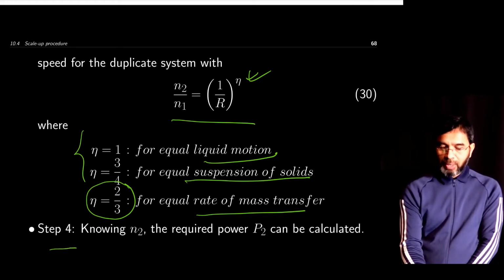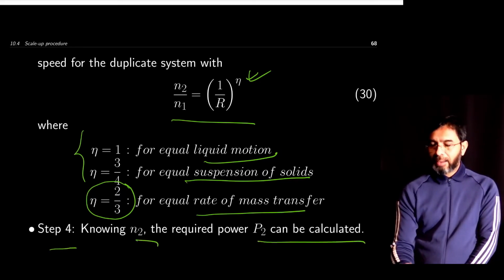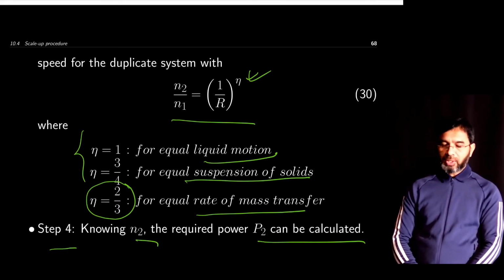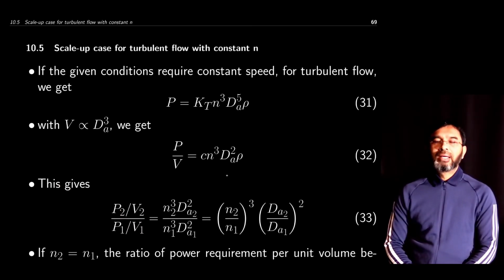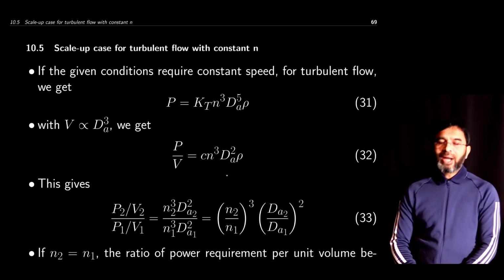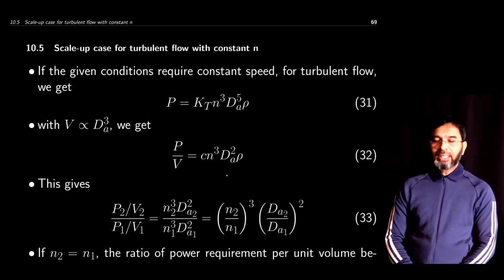Now step 4 is when you know N2, you can calculate the power requirement because the power equations involve the use of this rotational speed. Now the previous equation shows if you get the scale-up ratio, you can calculate the speed. Now what if the speed is to remain constant?